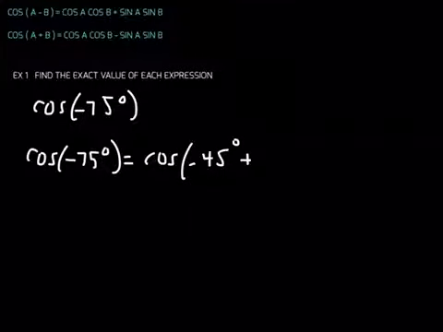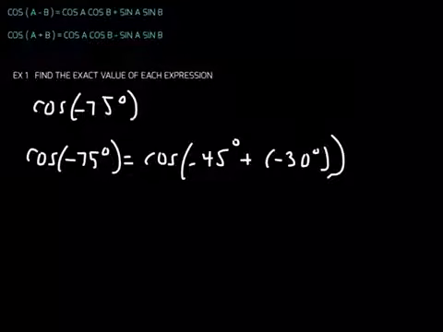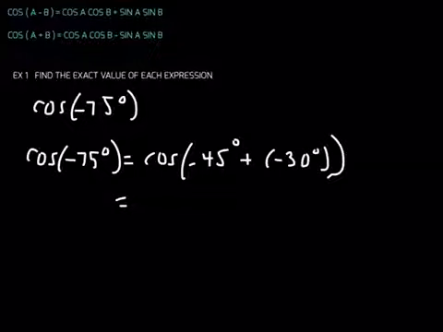Plus, let's say, negative 30 degrees. I guess that's not a difference, that's a sum. Negative 45 degrees plus negative 30 degrees is negative 75 degrees, so this definitely works for us. So you can see that we were successful in rewriting our original expression as a sum.